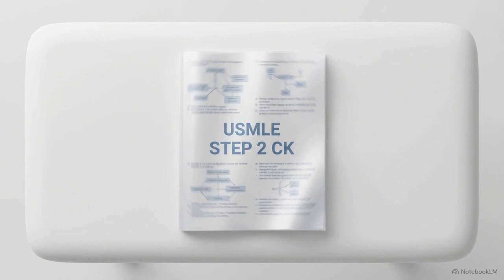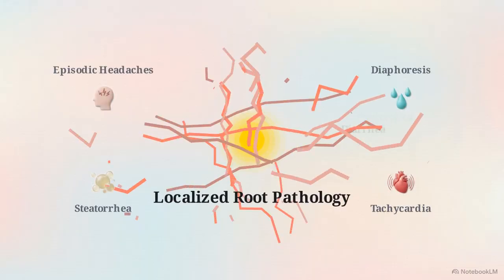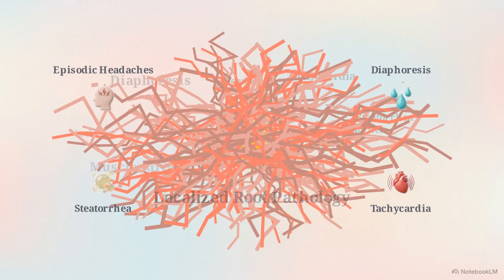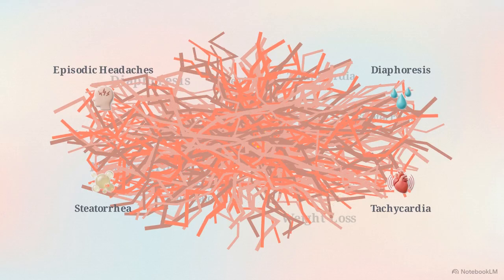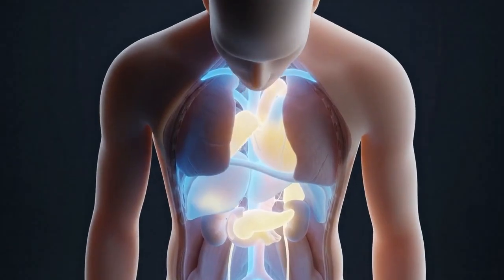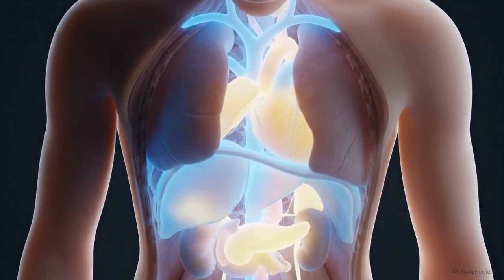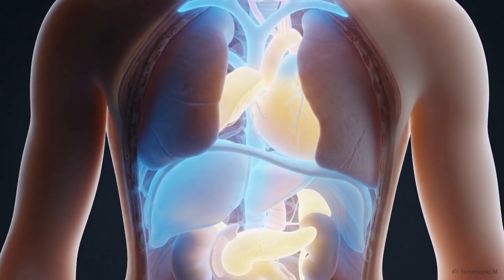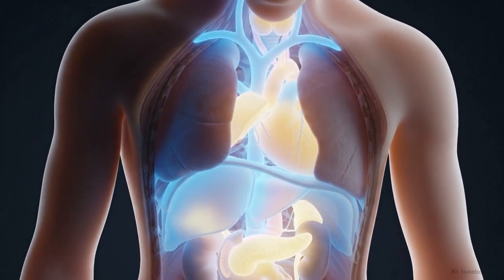Endocrine vignettes on Step 2 CK are specifically designed to disorient you. They present a web of overlapping, ambiguous systemic symptoms that draw your attention away from the localized root pathology. A patient presents with lethargy, weight loss, severe diarrhea, and muscle weakness. You could be looking at an infection, an autoimmune disease, or a malignancy.